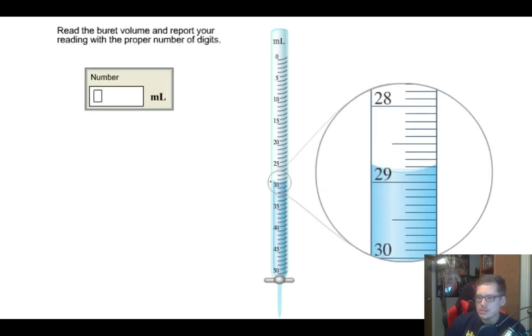So practice reading this one again. It goes from 28 to 29, so that means it has to be below 28. So our line is right here. We're going to read from the bottom of our meniscus, so this will be down here. So this will be 28.8, I don't know, 89 or something like that. 28.89. Something like that. And that's it for this part.